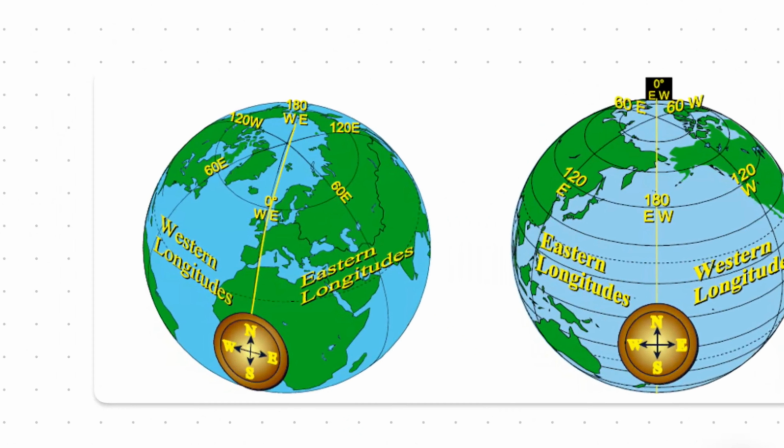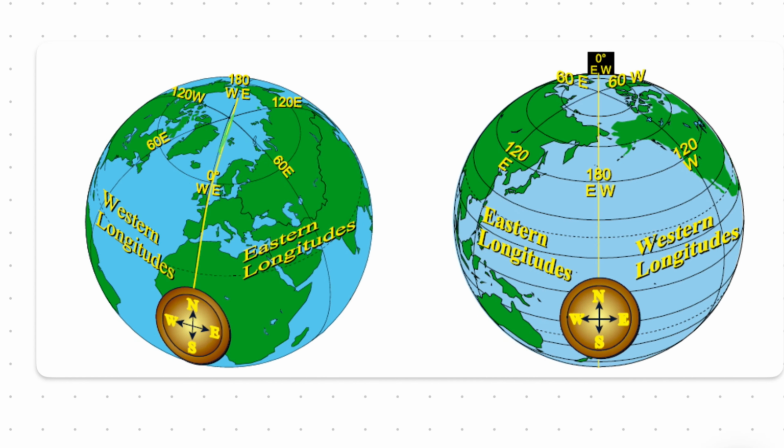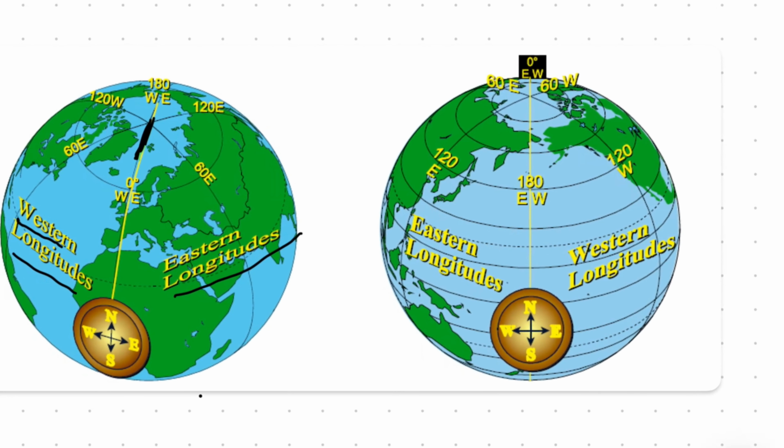And the same thing is represented here. This is our prime meridian, and on the eastern side we have eastern longitudes, and for the western side we have western longitudes. Okay, and this is our prime meridian, 0 degree, so its anti-meridian is 180 degree, and this is how it looks. It is 120 degree west, it is 120 degree east.